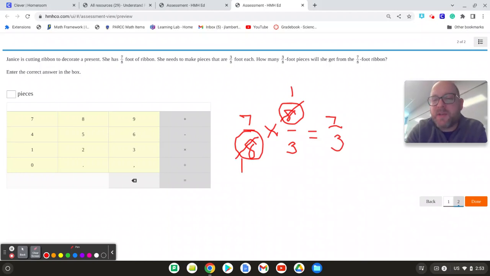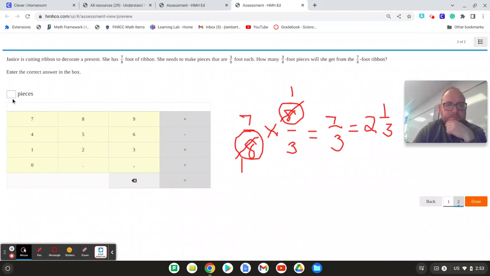So 7 times 1 is 7. 1 times 3 is 3. I get 7/3, or if I want to simplify that out, I can take 2 groups of 3 out of 7, which would be 6, and I have 1 left over, so 2 and 1/3. So how many 3/8 foot pieces can she get? Well, we can only get 2 pieces because the third is left over.